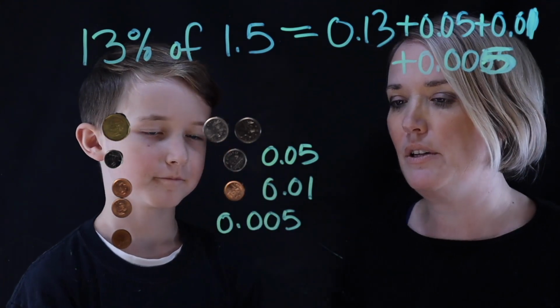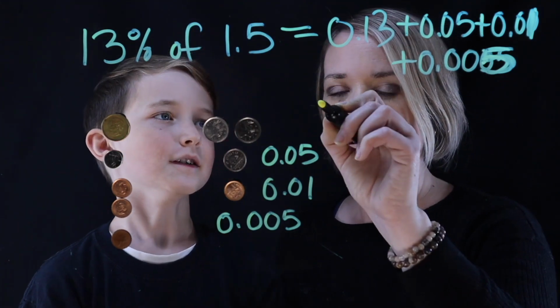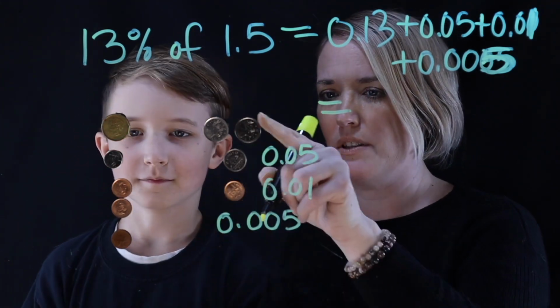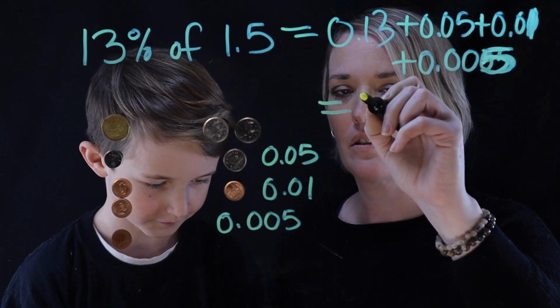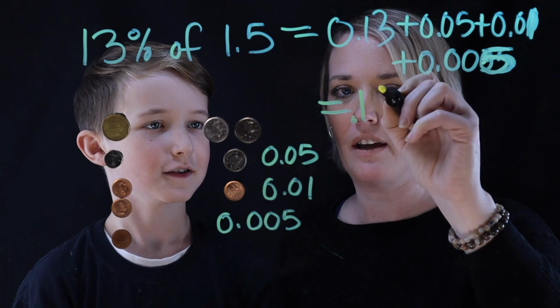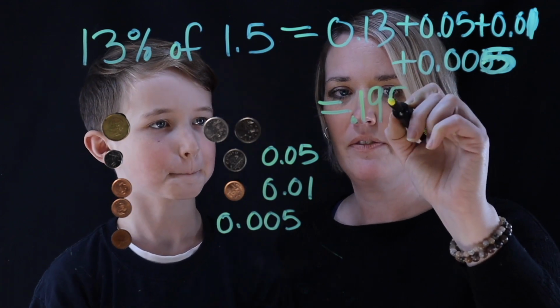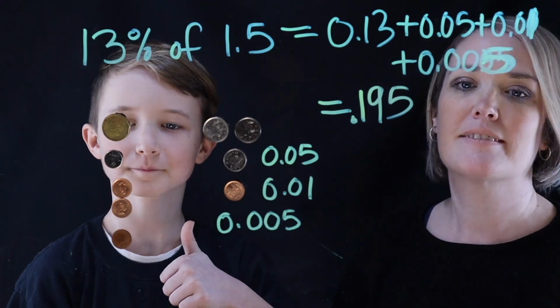So how many cents is there all together? It seems like 13 cents plus you said 6.5 cents. So it would be 19.5 cents. So 19.5. That was great. Thanks. Bye.